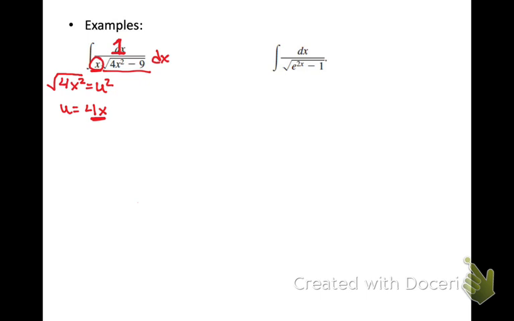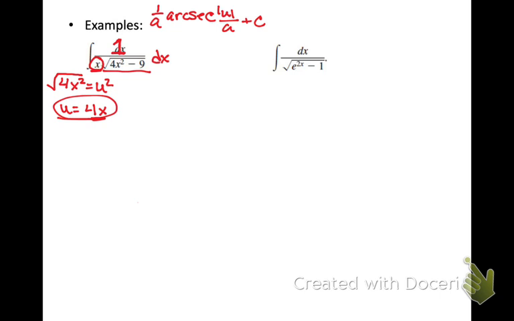Okay, so we're going to have to take care of that. The next thing is we need to figure out a, because our rule is 1 over a arc secant of absolute value u over a plus c. So we need u and we need a.